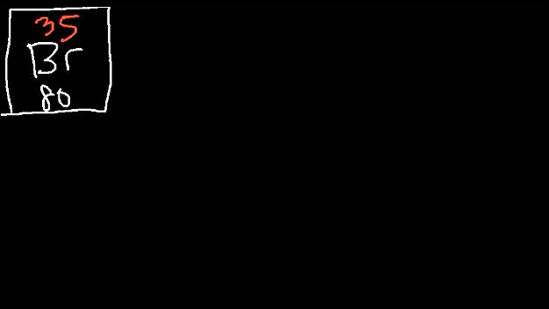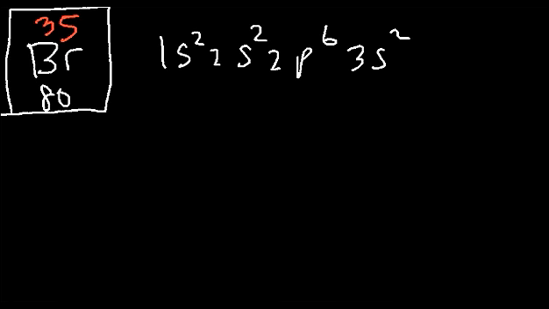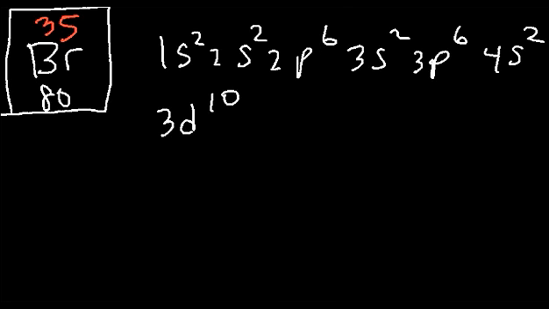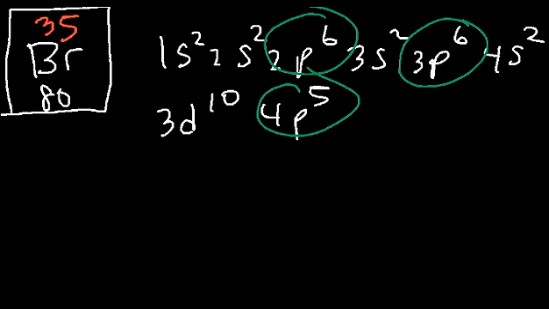Now, granted, you can always do it the old-fashioned way. So if we write the configuration all the way to 35, once we get to 2p6, that's 10 electrons. Then 3s2, 3p6, 4s2, that's 20. After 4s2 is 3d10, so we have a total of 30, and then comes 4p5, which adds up to 35. So we have 6 plus 5. That tells us that we have 17 p electrons.